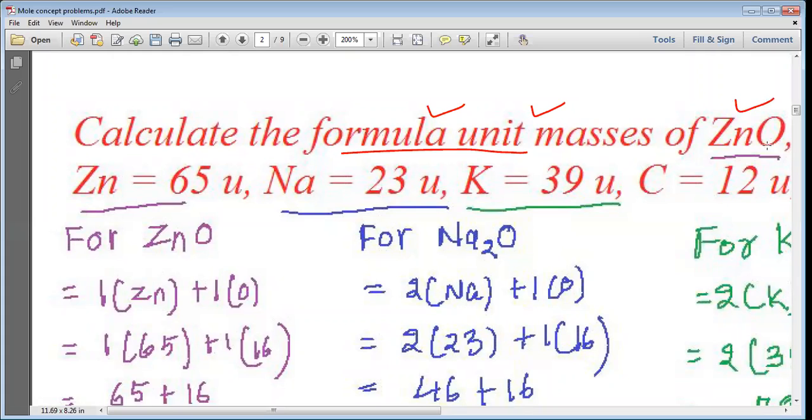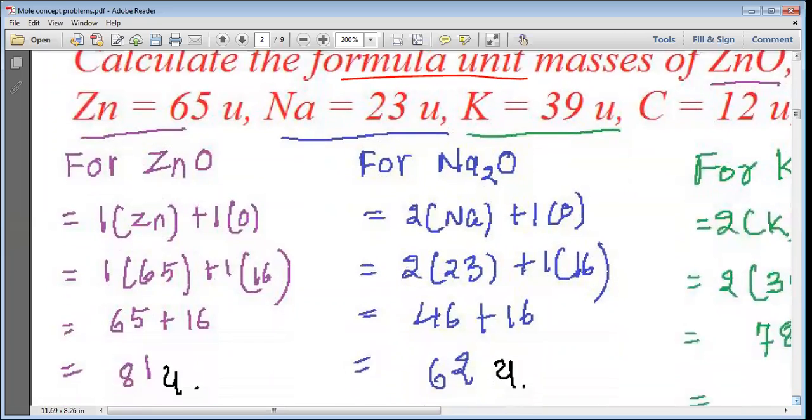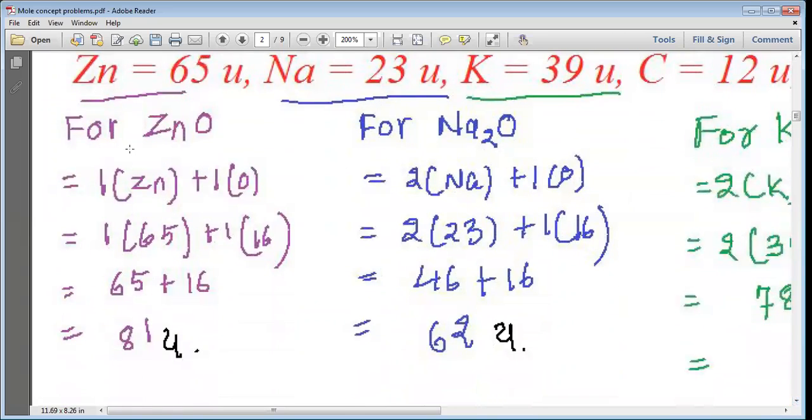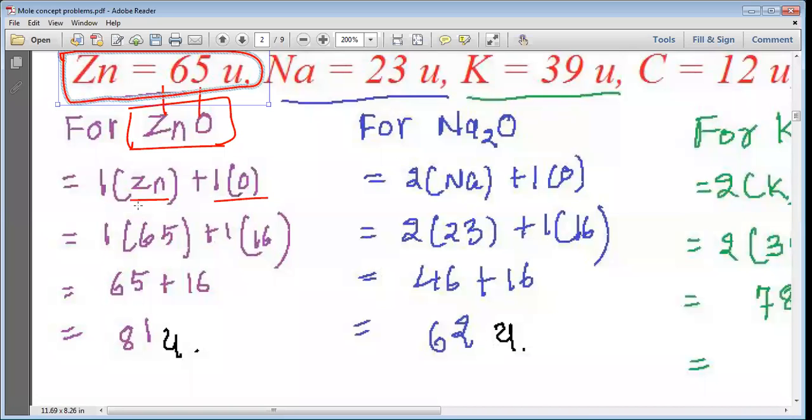Let us start with zinc oxide. Here you can see that in the formula of zinc oxide we have one zinc and one O. So we can write 1 into Zn plus 1 into O. Now you can see in the question itself that they have given us the value for the atomic mass of zinc, that is 65 U. So we will write 65 for zinc, and for oxygen it is 16. So we will write 16 for oxygen.